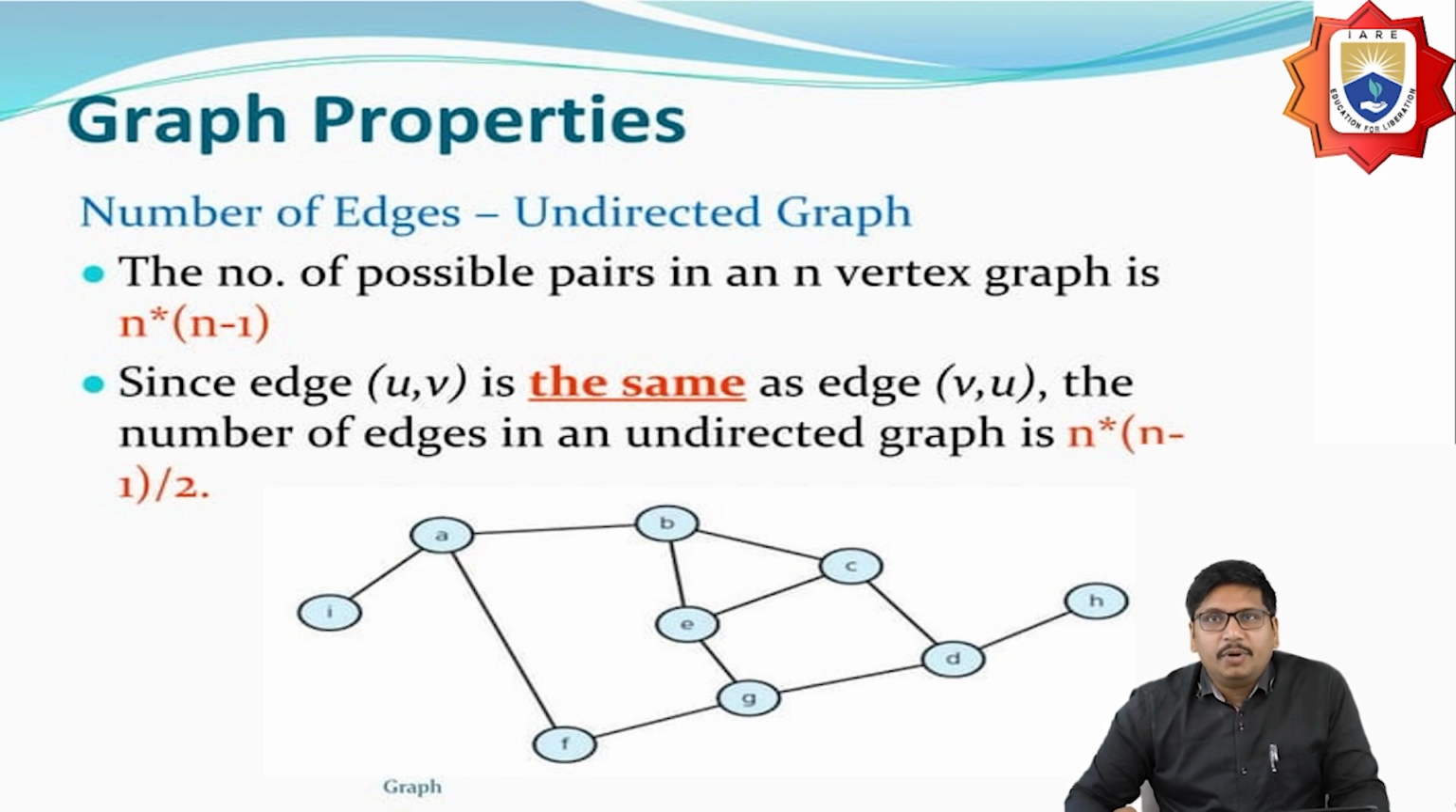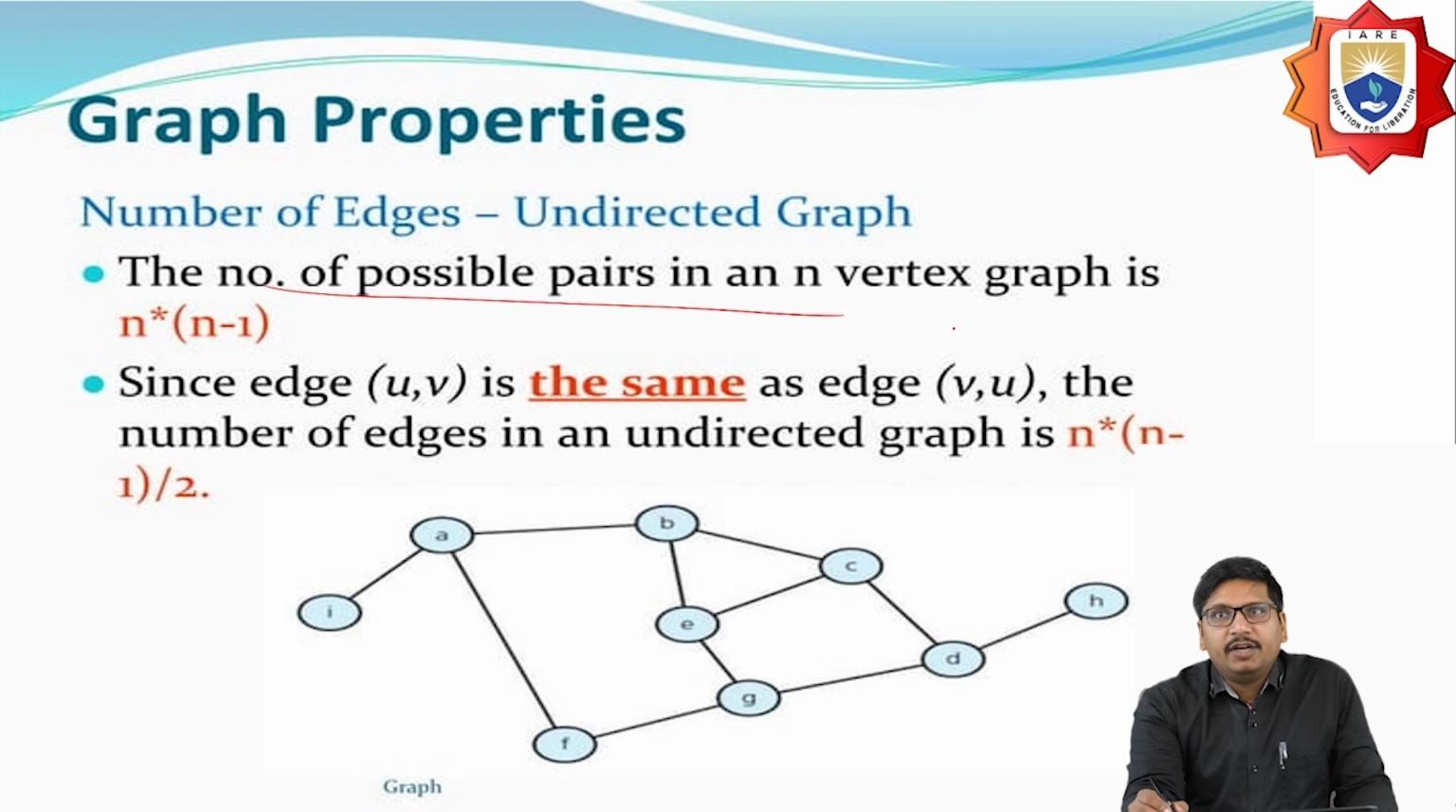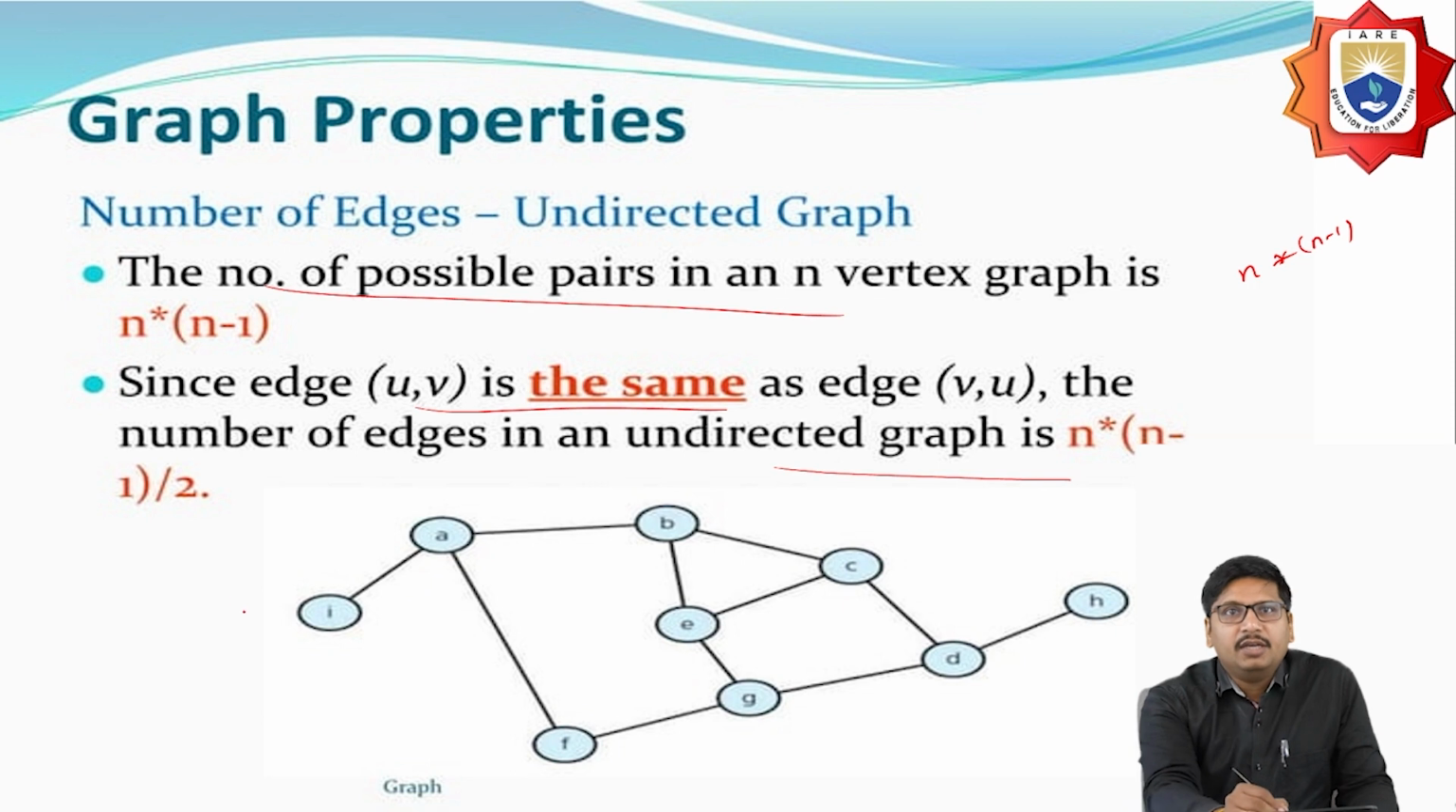In that one, the number of edges in an undirected graph. So what is the equation for that? The number of possible pairs in an n vertex graph is given by n into n minus 1. Since the edge uv is the same as vu, the number of edges in an undirected graph is given by n into n minus 1 by 2.